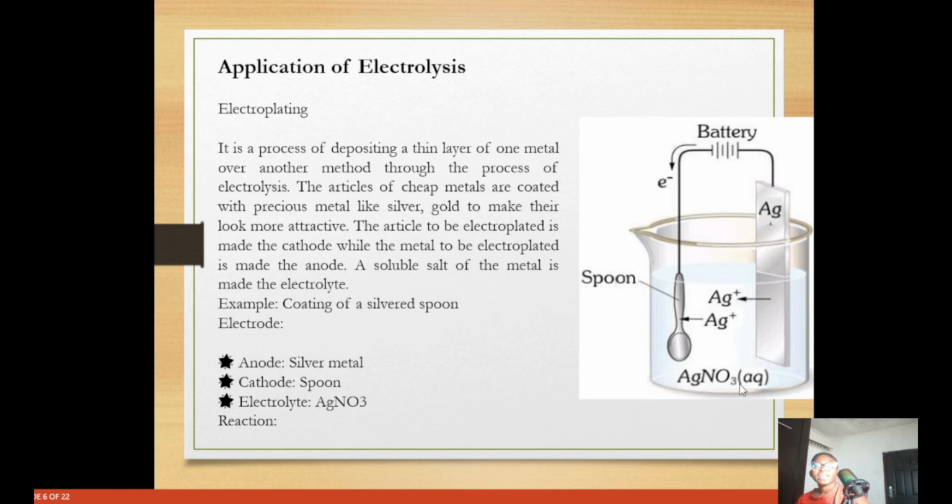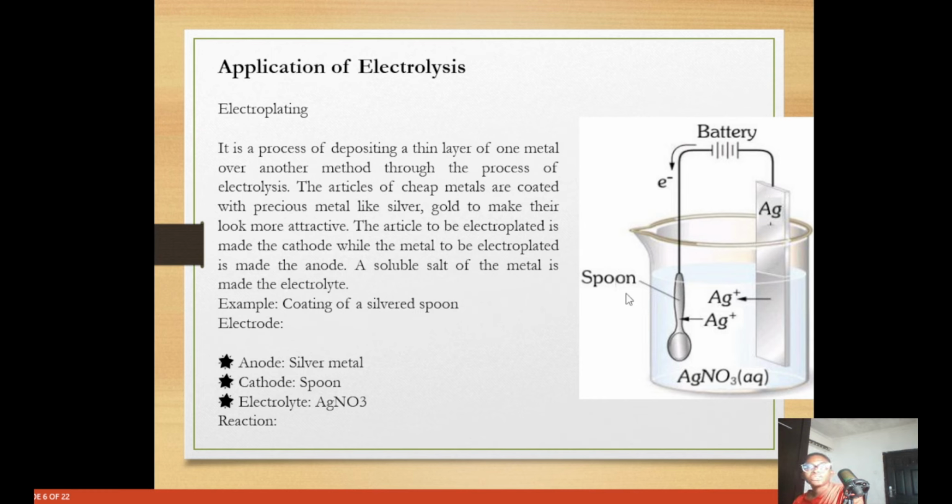That's why we have AgNO3 here. An example is the coating of a silver spoon. You can see it now. This is the coating of the silver spoon. So the article to be electroplated is made the cathode, while the metal to be electroplated is made the anode. An example is just the coating of this silver spoon.